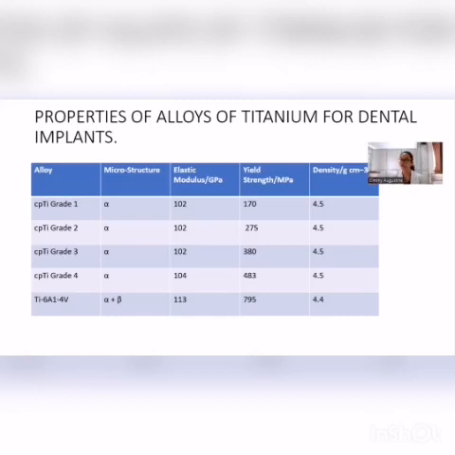Now this grade 5 alloy has a yield strength of 795. This is an important point. It's useful. Density of them is fixed. Commercially pure titanium is not as strong. So, who gave this grading? ASTM. And what is it based on? Oxygen.